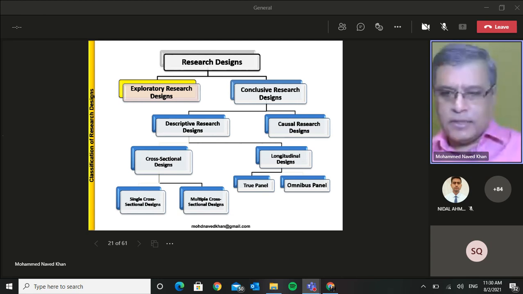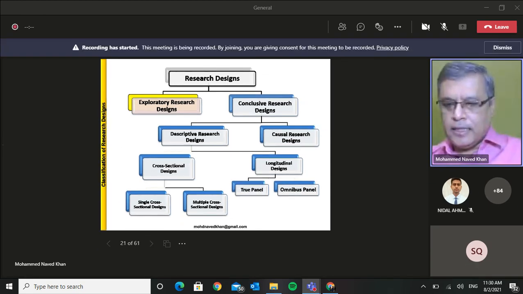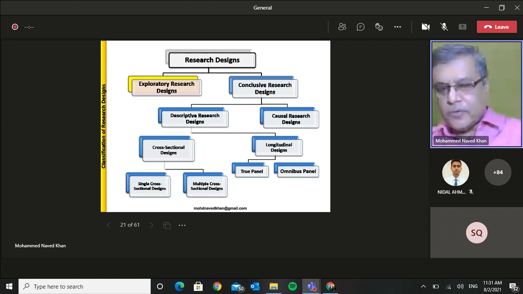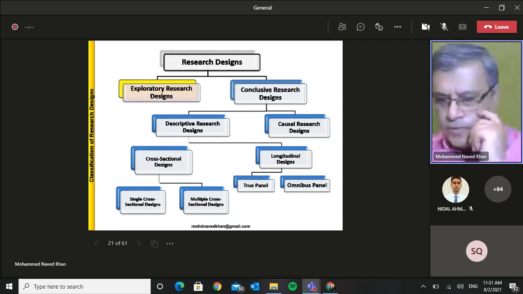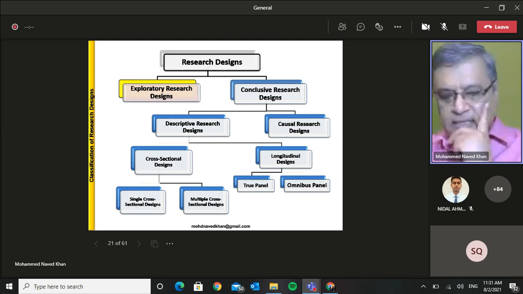See on this slide, we have exploratory research, and you will note that we don't have any further branching in case of exploratory research, whereas in case of conclusive research, we have been discussing descriptive research, and within descriptive research, we have cross-sectional designs and longitudinal designs. Another classification is that we have descriptive on one side and causal research designs, the other types of designs which come under conclusive research.